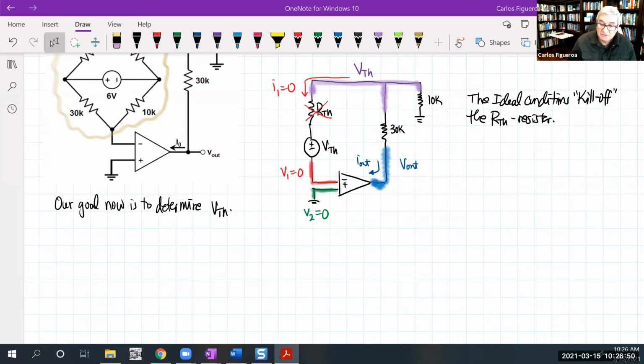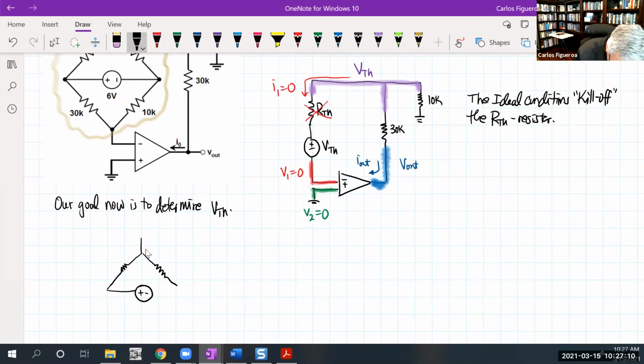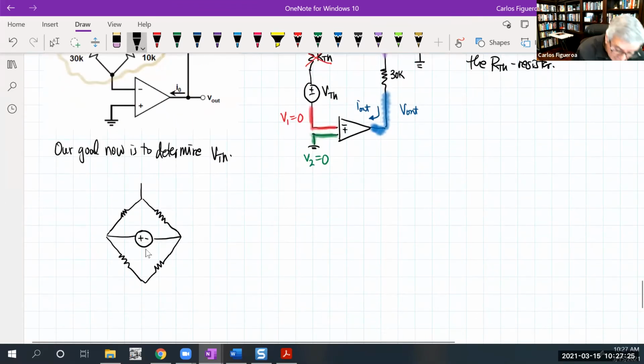So what I'm going to do is isolate this guy and redraw this thing. I know that I have two resistors that look like this, and then I have a source in the middle, and then two more resistors that do this. If I look at the values of these resistors, they're crisscrossed: this is 10K, this is 10K, this is 30K, this is 30K.